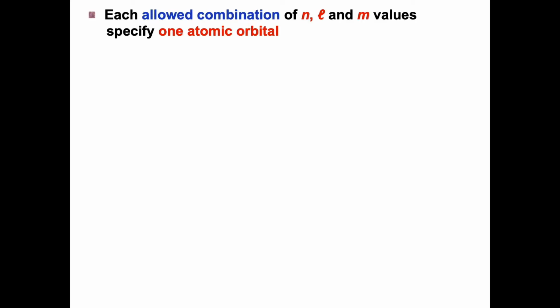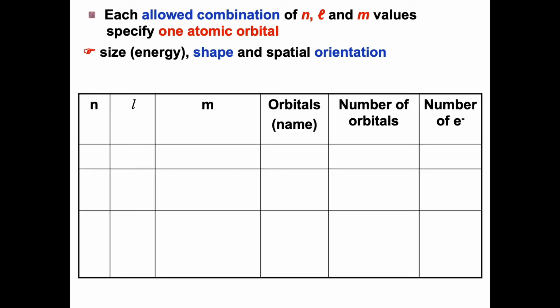By now, we have been introduced to all of the 4 quantum numbers, and each allowed combination of those n, l, and m values can specify one atomic orbital, or can tell you what kind of orbital it is in terms of its size, shape, and spatial orientation. So let's take a look at this table below. The values n, l, and m can tell you the orbital's name or type, how many orbitals exist, and how many electrons can occupy the orbital.